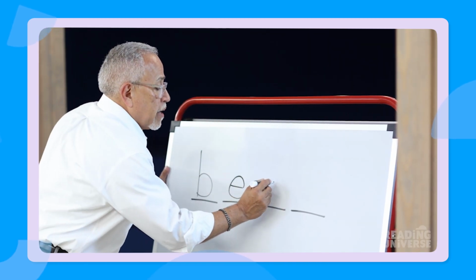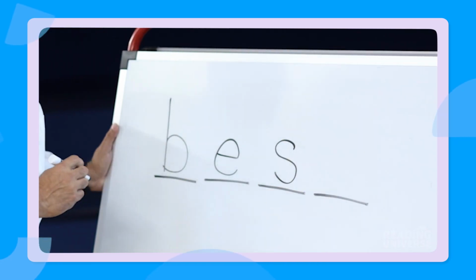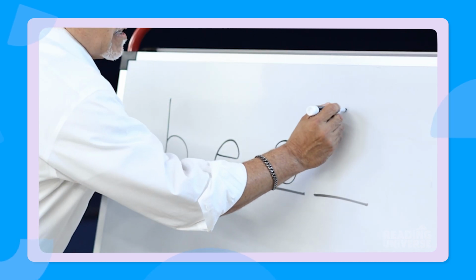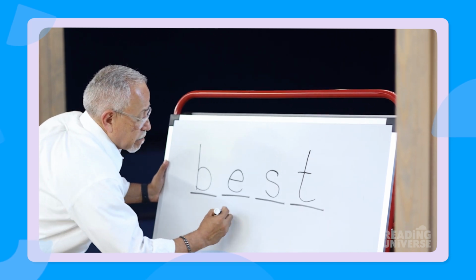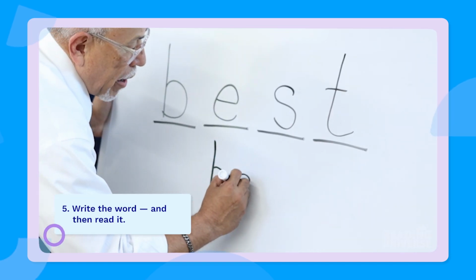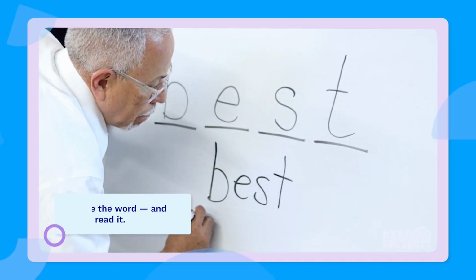S. Which grapheme? S. And the final is T. Which grapheme? T. Here is my blend in the final position. Let's go ahead and write the word best. Best.